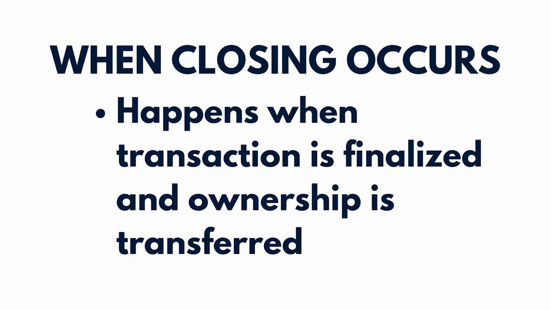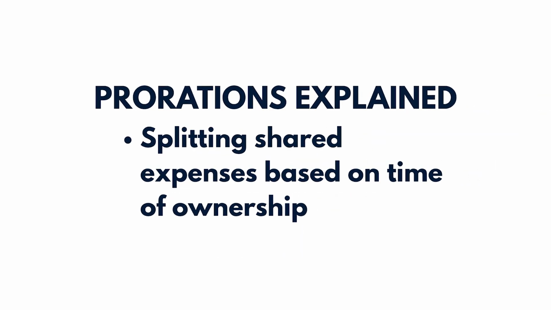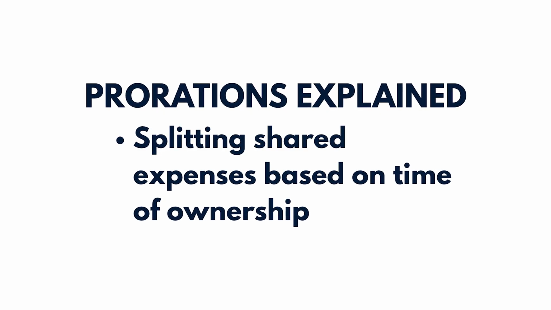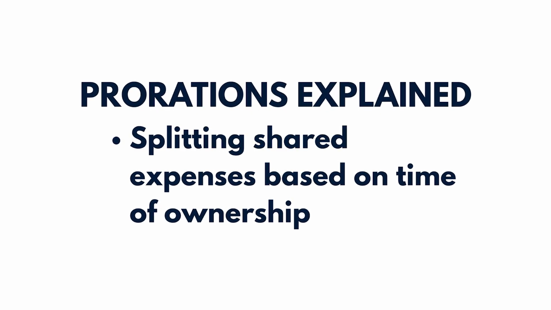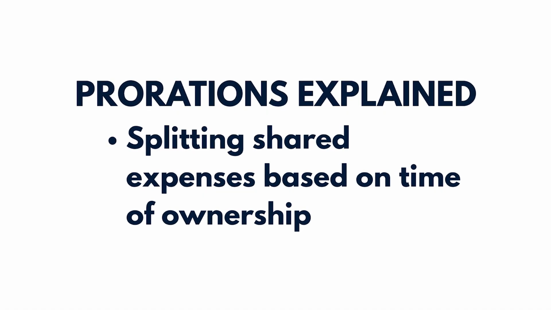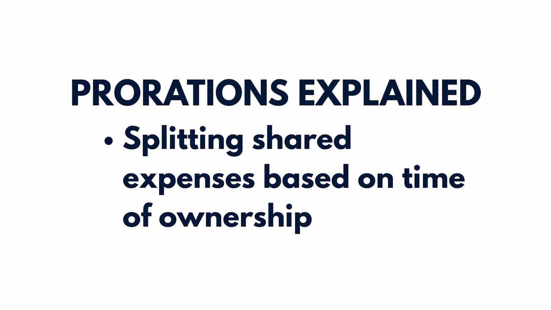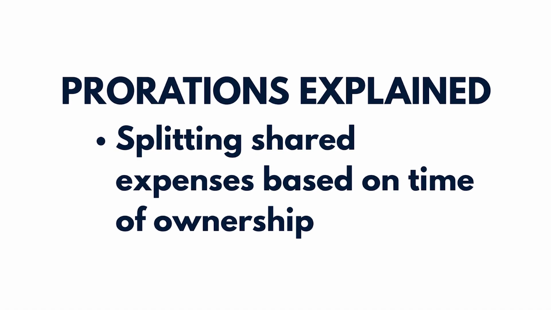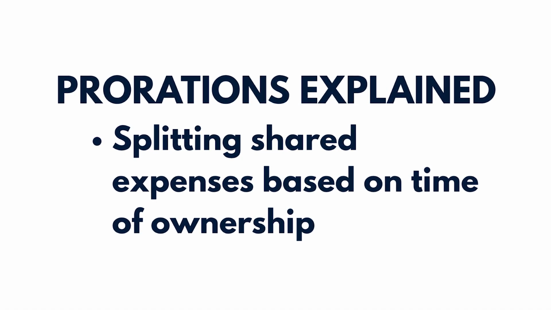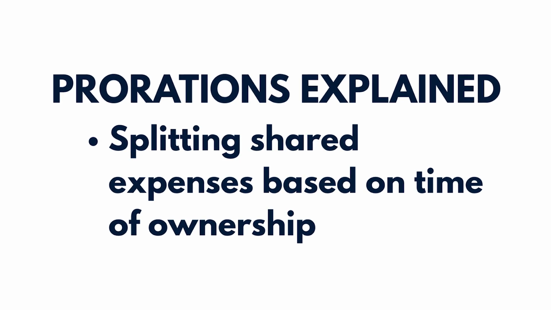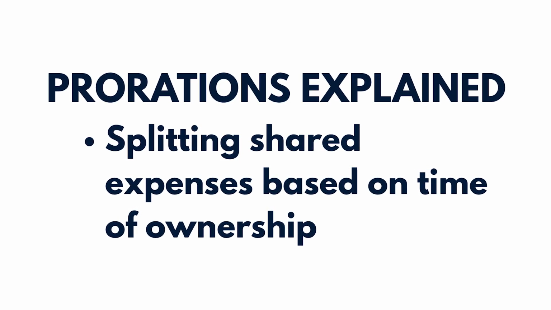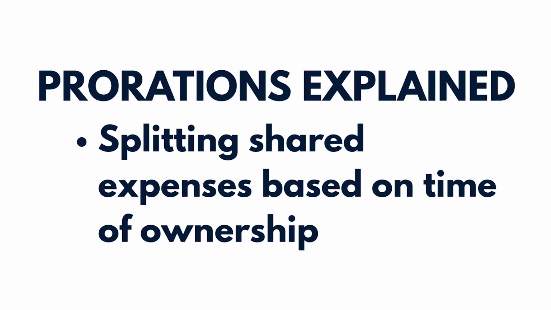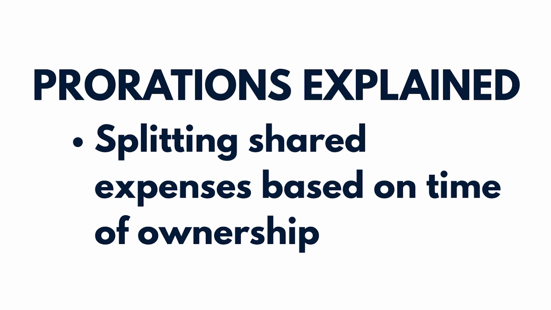Now, let's review prorations, which frequently appear on the exam. Prorations divide certain expenses between the buyer and seller so that each party pays their fair share. The most common prorated items include property taxes, homeowner association dues, and sometimes rental income if the property has tenants. Here's a helpful shortcut. Think of prorations as splitting shared expenses based on time of ownership. If a seller owned the property for part of the year and the buyer owns it for the rest of the year, the expenses are divided proportionally.